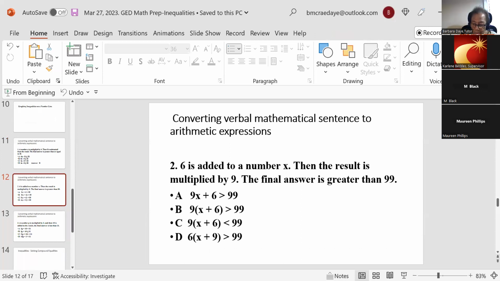Okay, Mercedes, what's the answer for this one? 6 is added to a number x. That is 6 plus... Added, that's a plus, right?